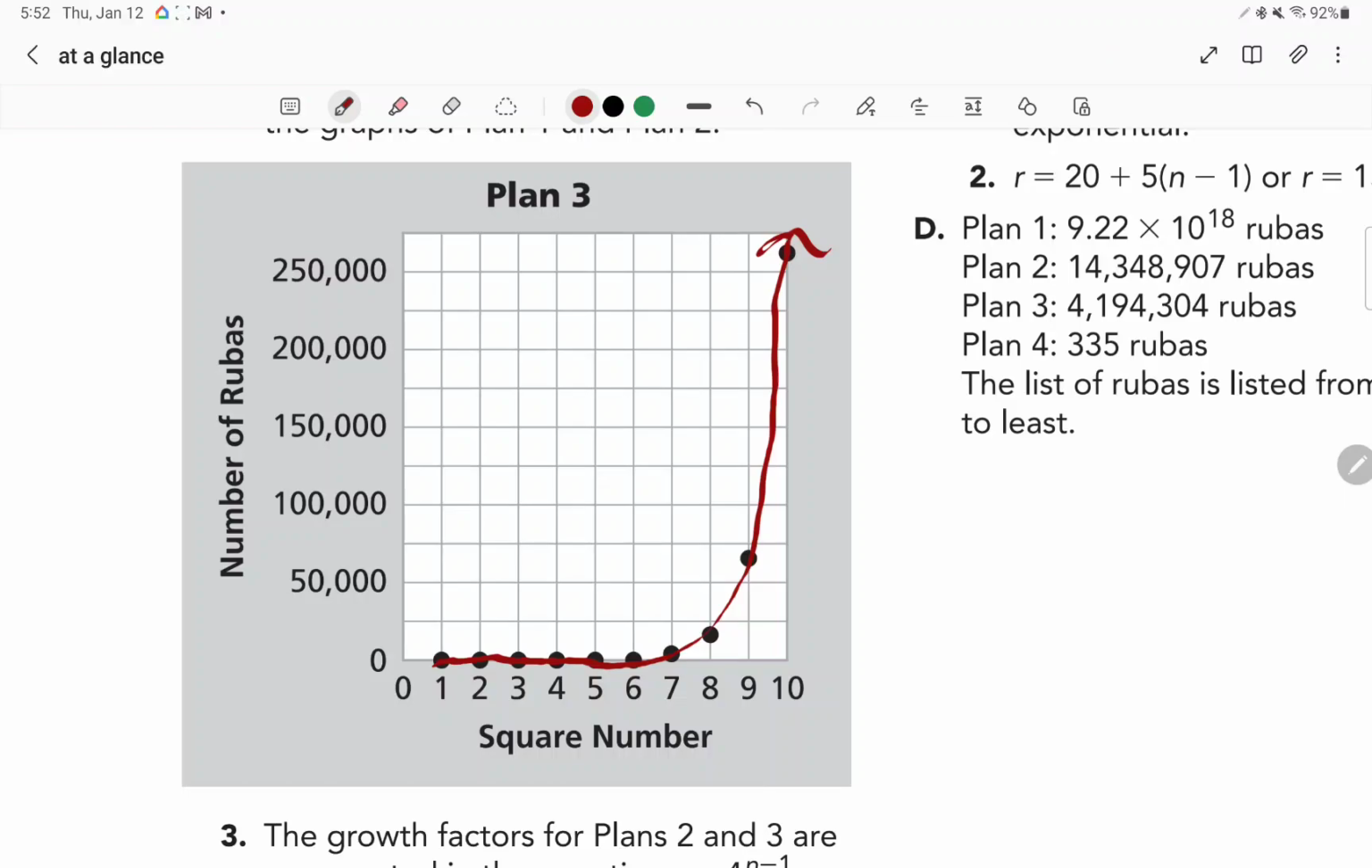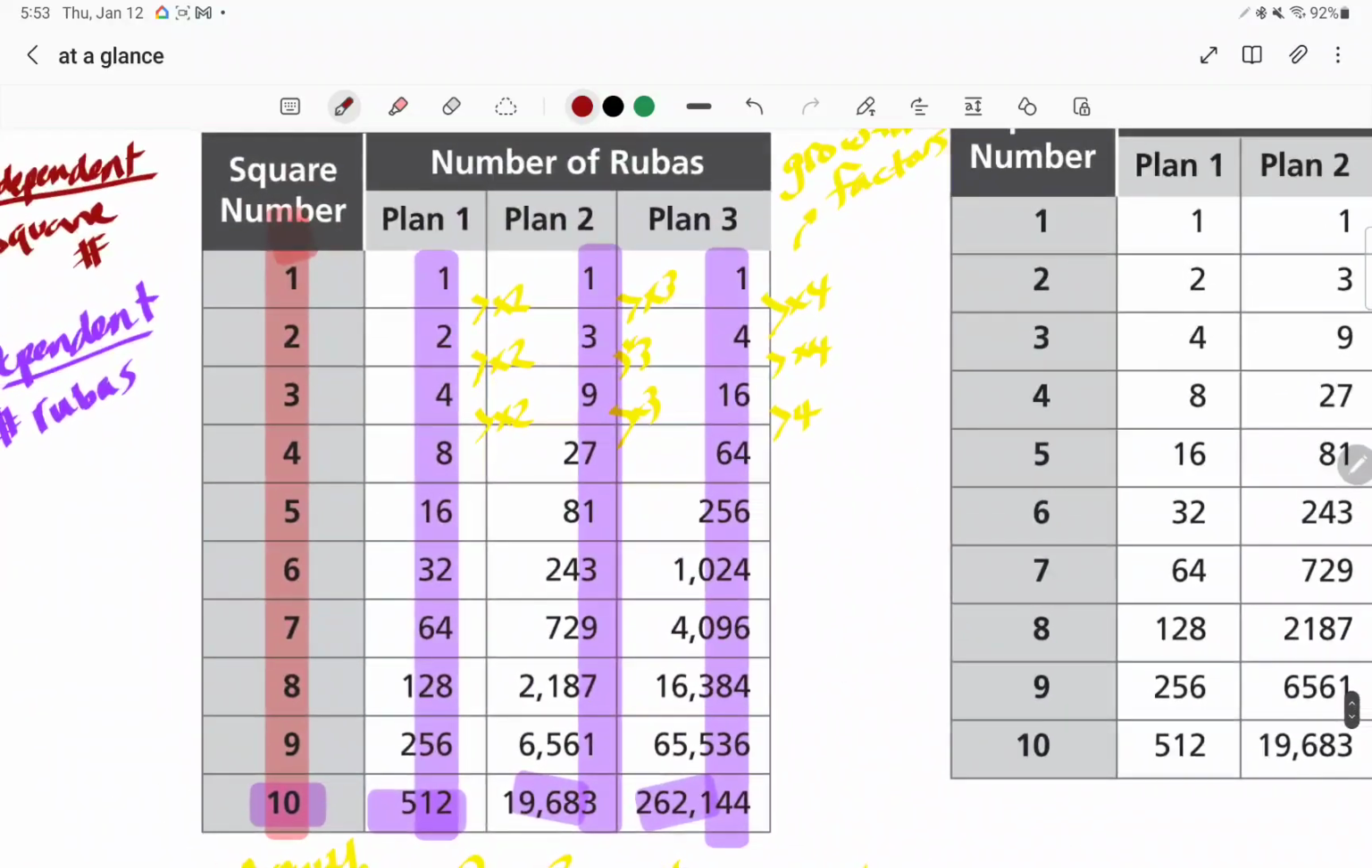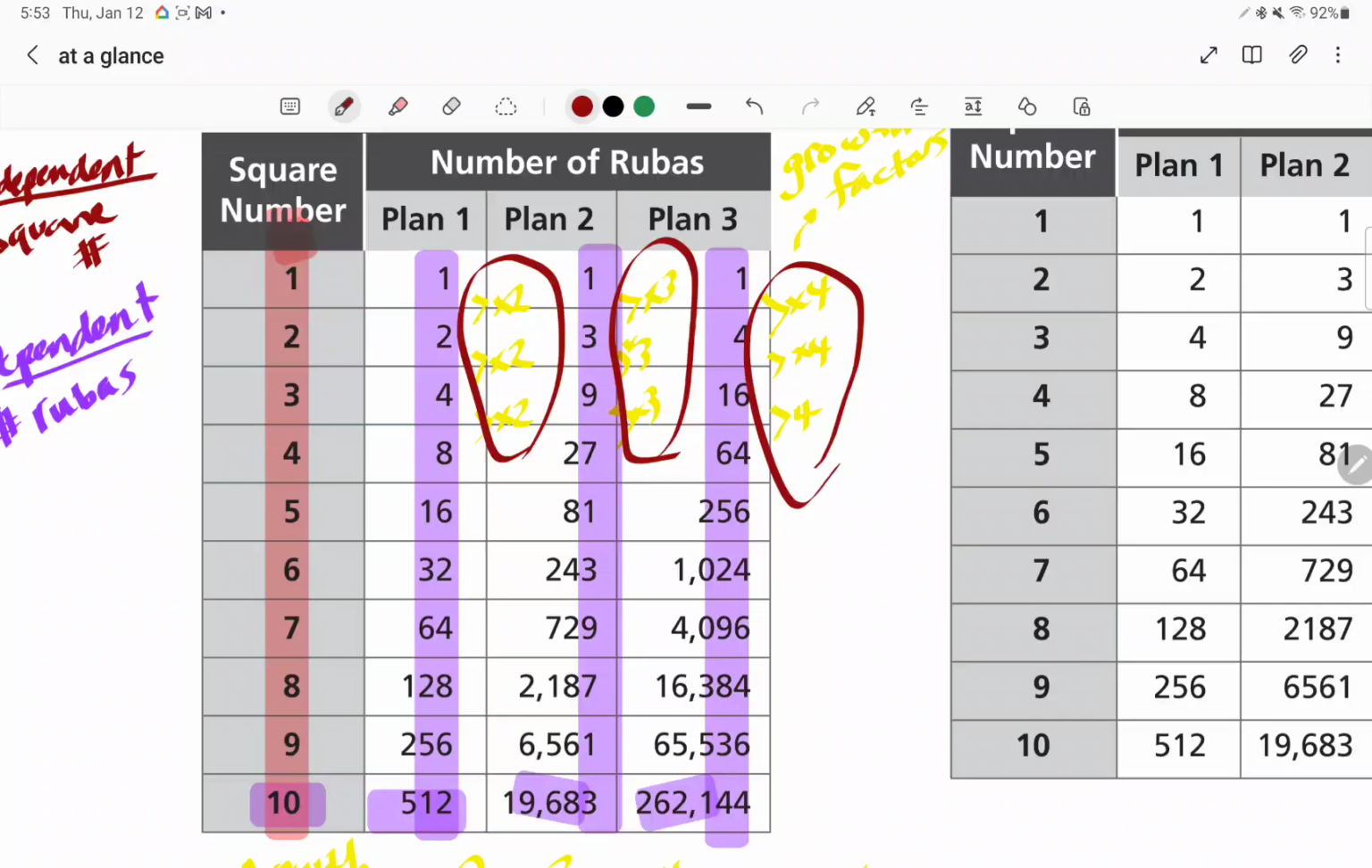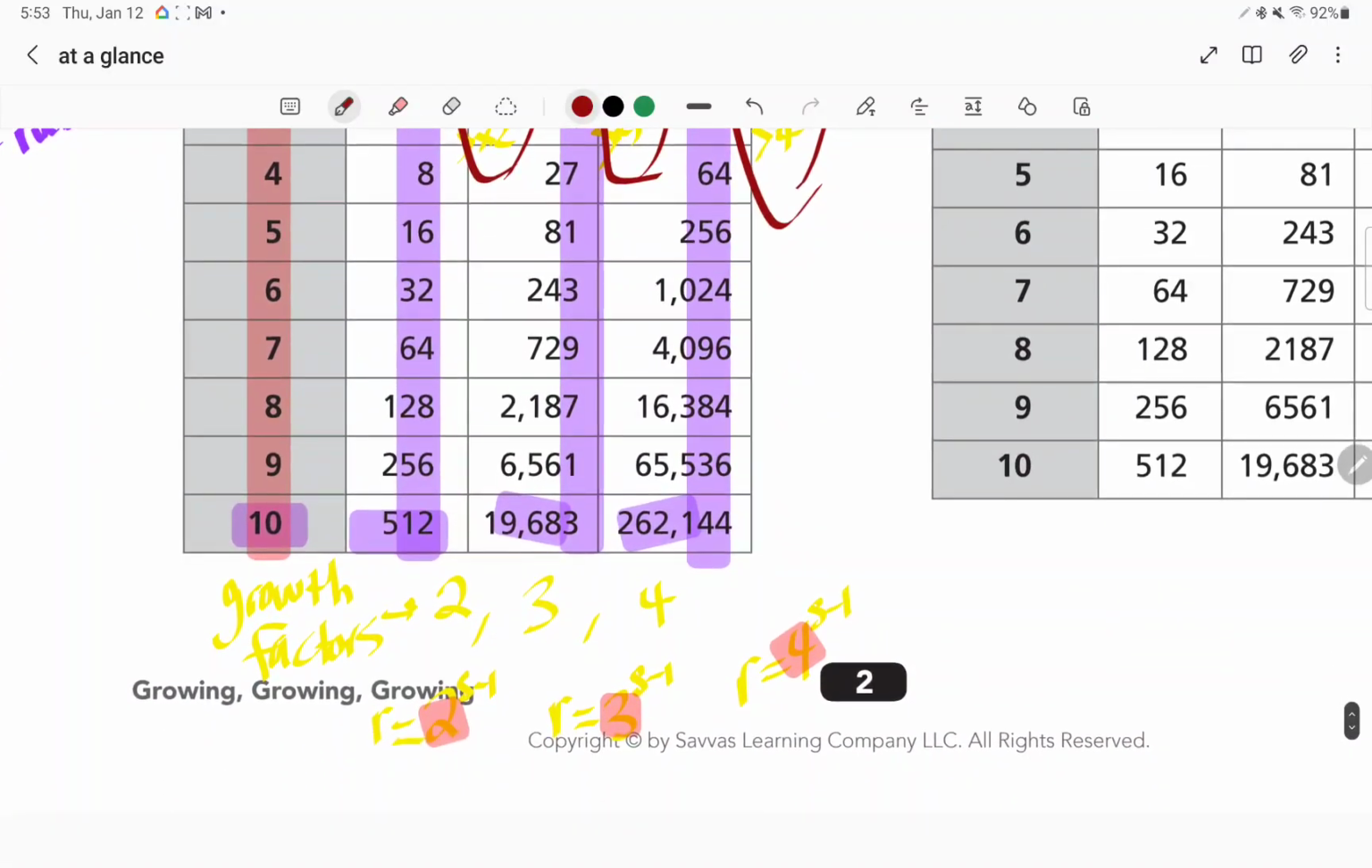And then in part 3, it says, how is the growth factor represented in the equations and graphs for plans 2 and 3? So the growth factor is that number by which each of these y values changes, that multiplicative change that we looked at, we did it down here. And so these numbers right here, those are your growth factors. And so they're represented in the equation as the base right there. So the base of your exponential equation, that is your growth factor.